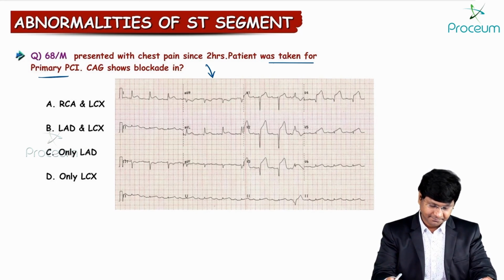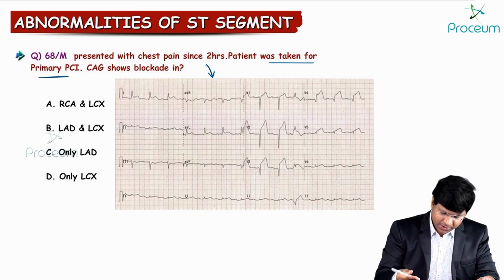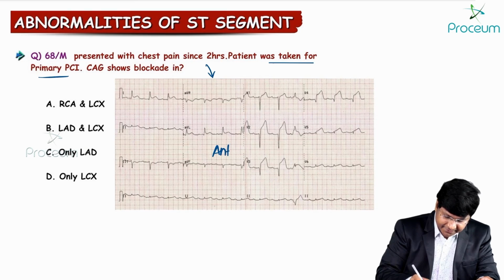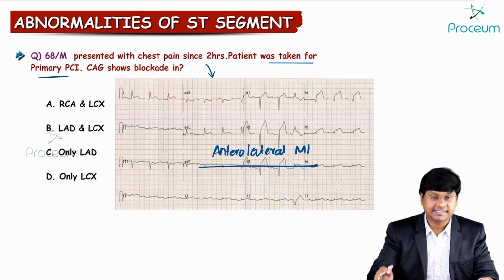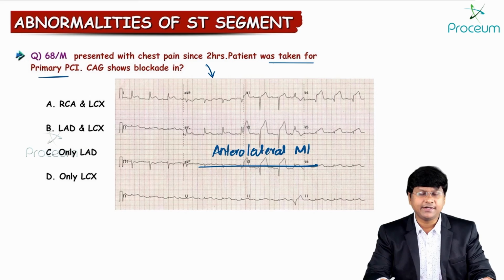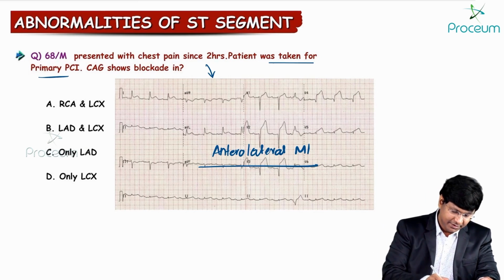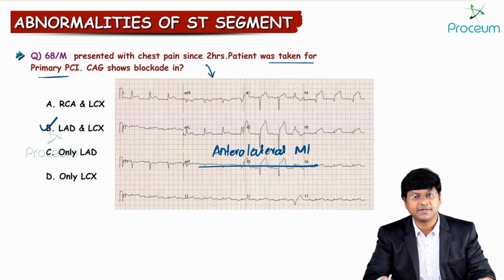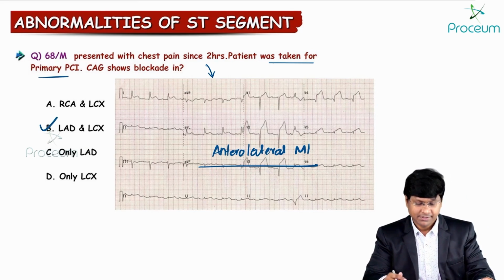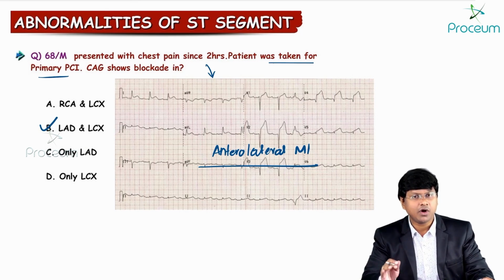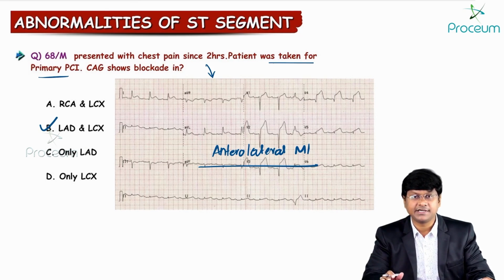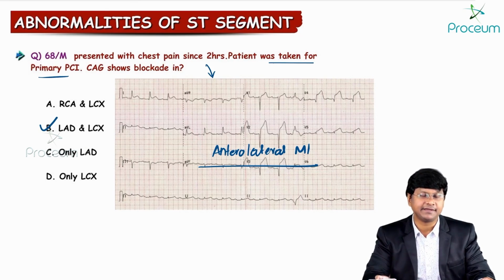So, this is the ECG that I have shown you previously also. This is nothing but your anterolateral MI. So, in anterolateral MI, the vessels that are being blocked are the left anterior descending artery as well as the left circumflex artery. So, anterolateral MI is another condition where you will have the ST segment elevation.